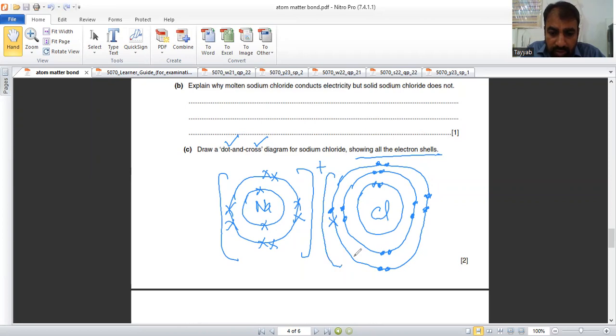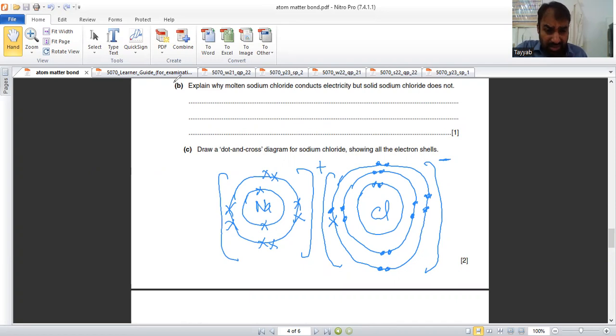So we will draw the square bracket. On the square bracket, we will show the negative charge. This line is just to explain what he is asking. This one, no need of this line. So hope you are clear with this, how to draw the dot and cross diagram. I have given here one example. We can draw another example.